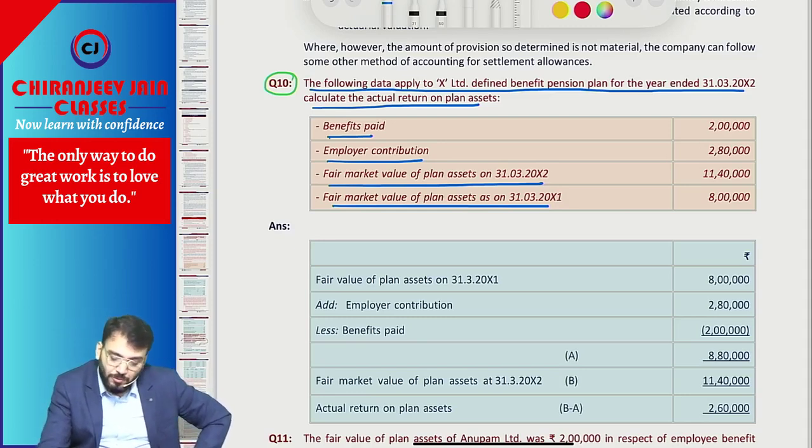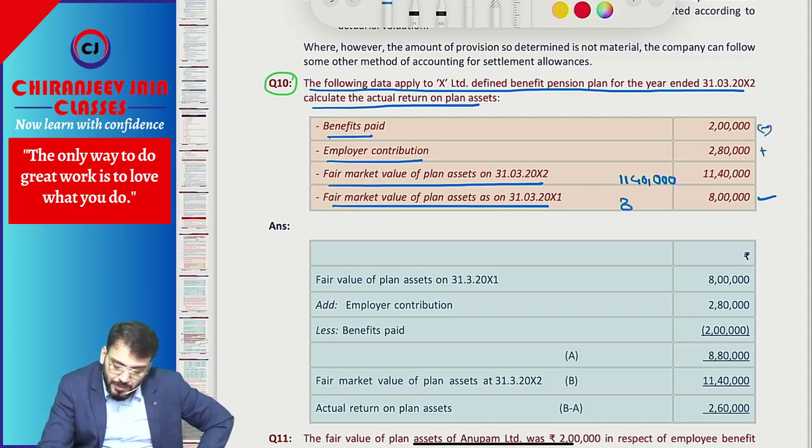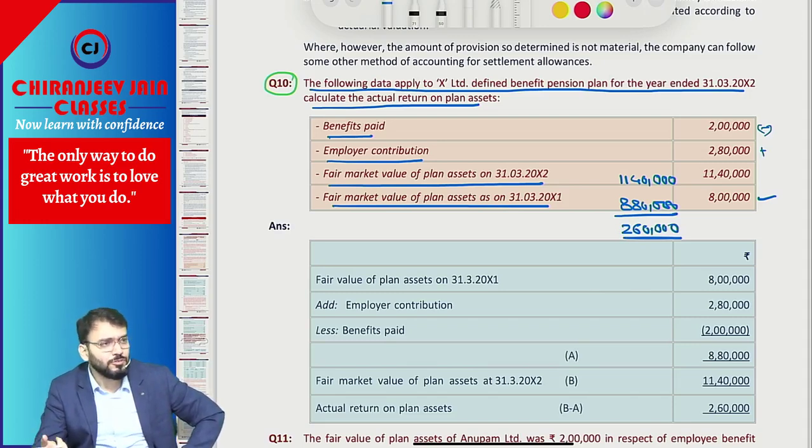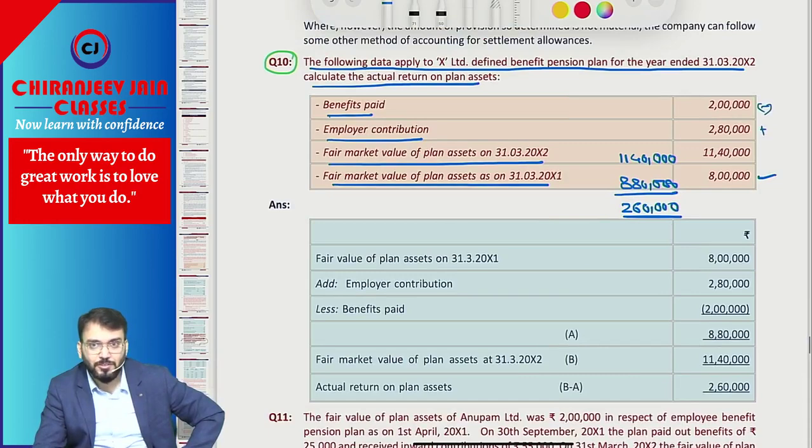So what do you have to do? Opening, closing is what? 11 lakh. Now I'll find out book value at the end: 8 lakh plus 2 lakh 80,000 minus 2 lakh. How much? 8 lakh 80,000. So difference is what? 2 lakh 60,000. This becomes actual return. 5 marks question. Or now it can be in the form of MCQ also. We don't know. Super easy, na? Can we proceed?